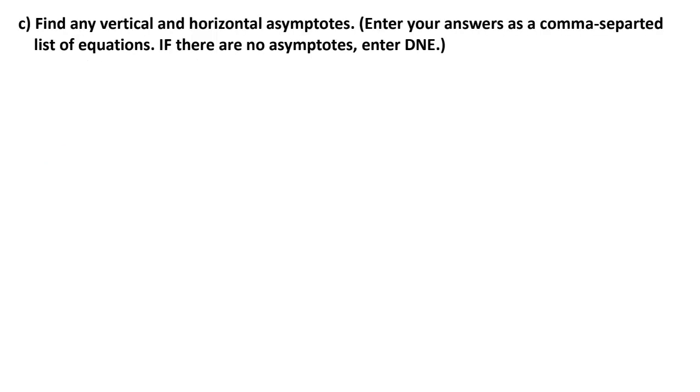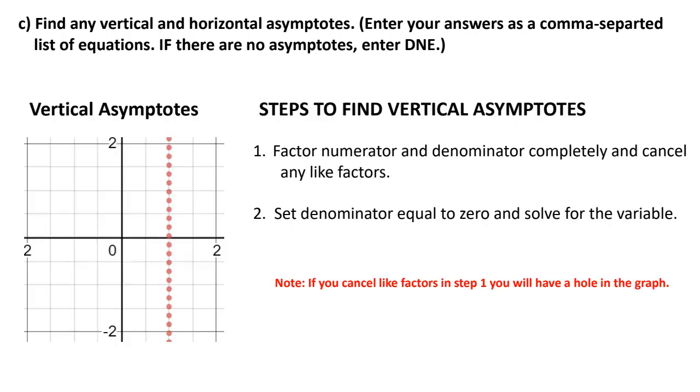Now we're going to look for the vertical and horizontal asymptotes. To do that, let me just review what they are. A vertical asymptote is going to be represented with a dotted line here. In order to find those vertical asymptotes, we're going to factor the numerator and denominator completely. Then we're going to cancel any like terms. Once we cancel any like terms, we're going to set the denominator equal to 0 and solve for the variable. Note that if in step 1 you do cancel a factor, then it creates a hole in your graph.